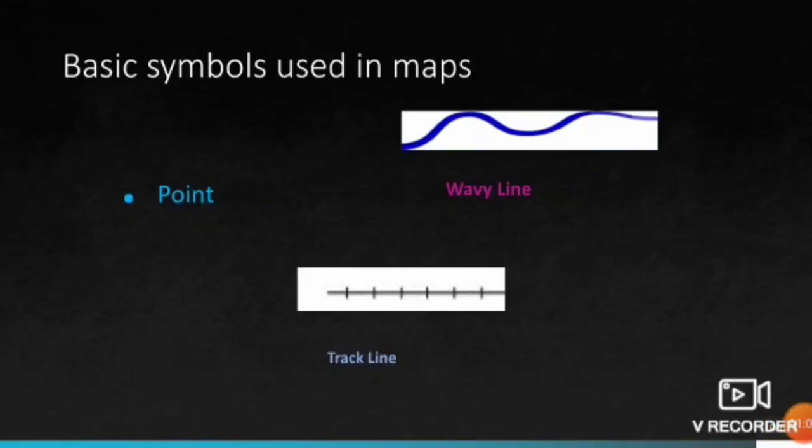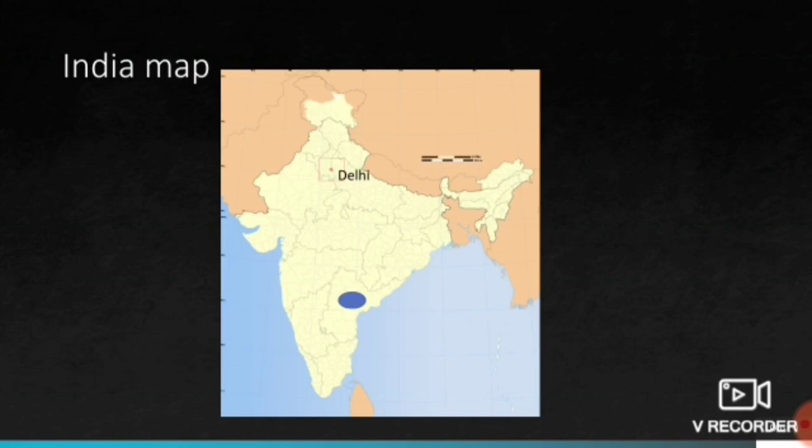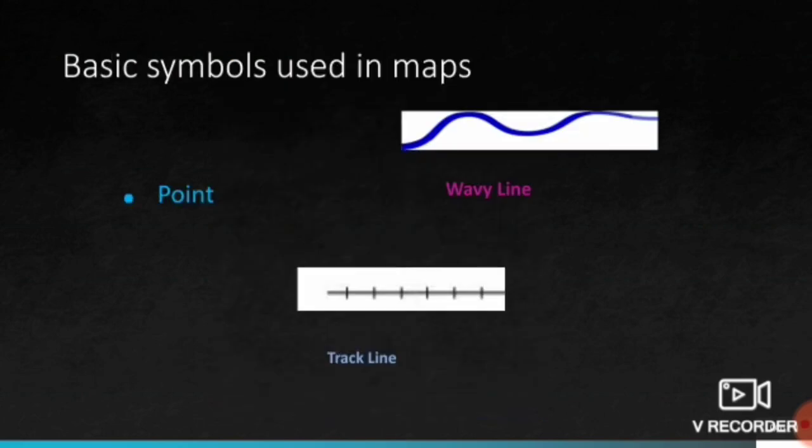First, we have to learn the symbols present in maps. Which symbol represents what? Point, line, and area are the basic symbols to show any physical object. If we want to show Delhi in the India map, we will mark a point like this and label it as Delhi. To show a river, we draw a wavy line like this, as you can see in the picture.